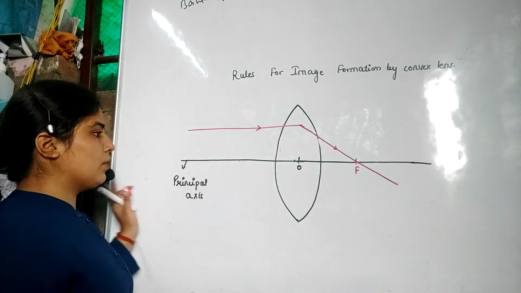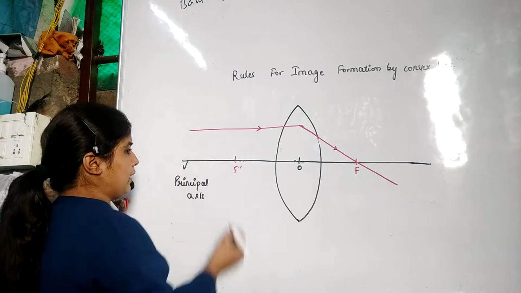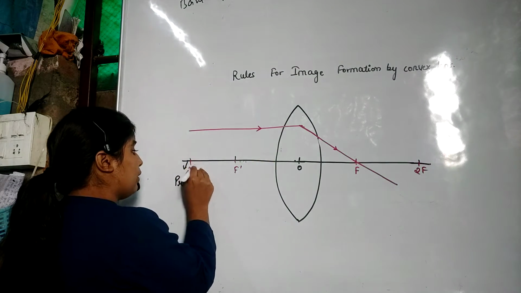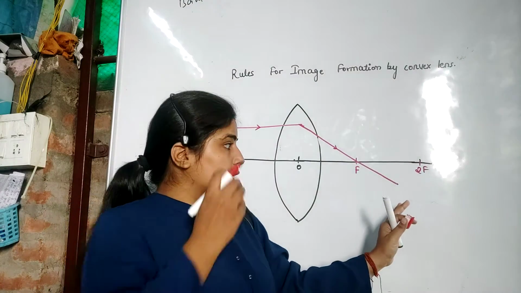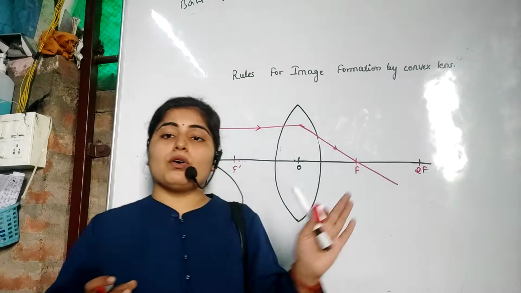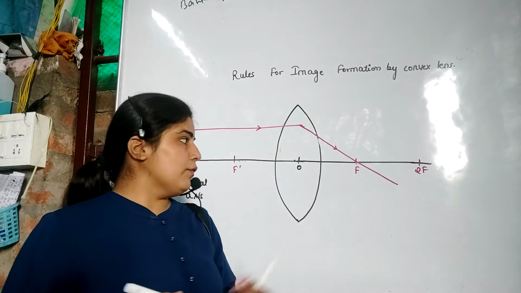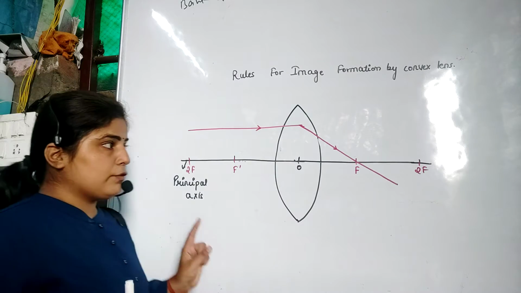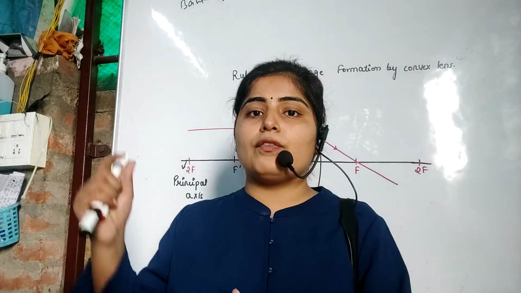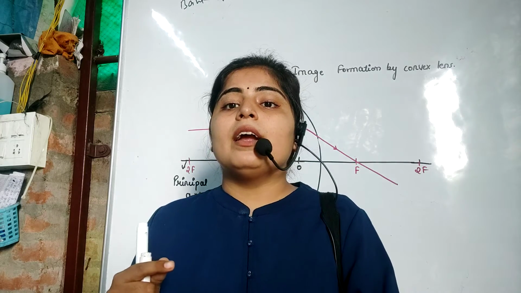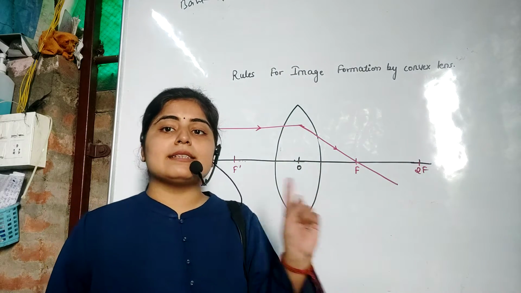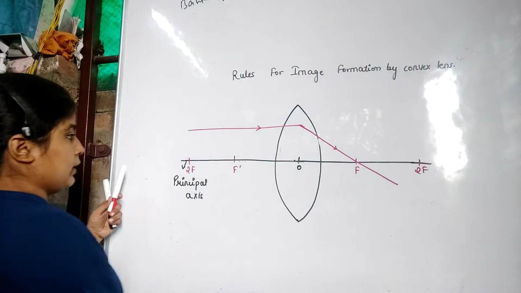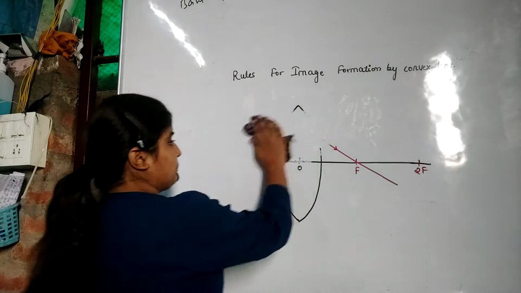Okay, so this one is the main focus F, and here this one will be F dash, and this is 2F and 2F dash. 2F is a point on the principal axis which is at twice the focal length from the optical center. So this is the first rule of image formation by the convex lens: a ray of light which is parallel to the principal axis passes through a point on the principal axis, called the principal focus. This is the first rule for image formation by the convex lens.